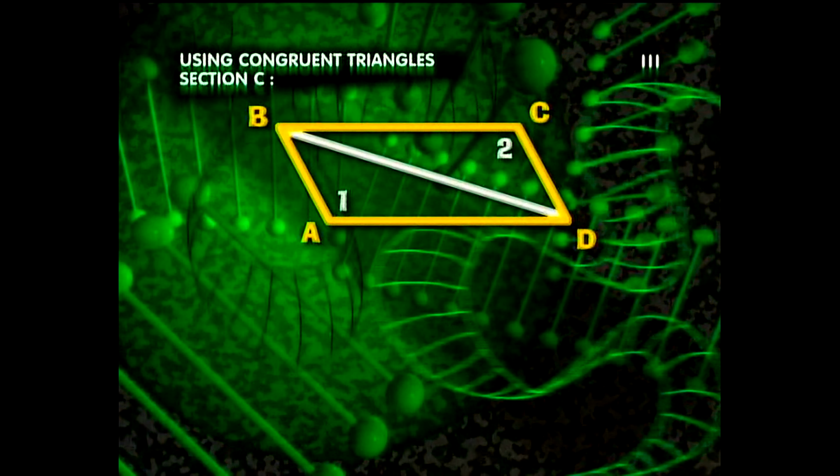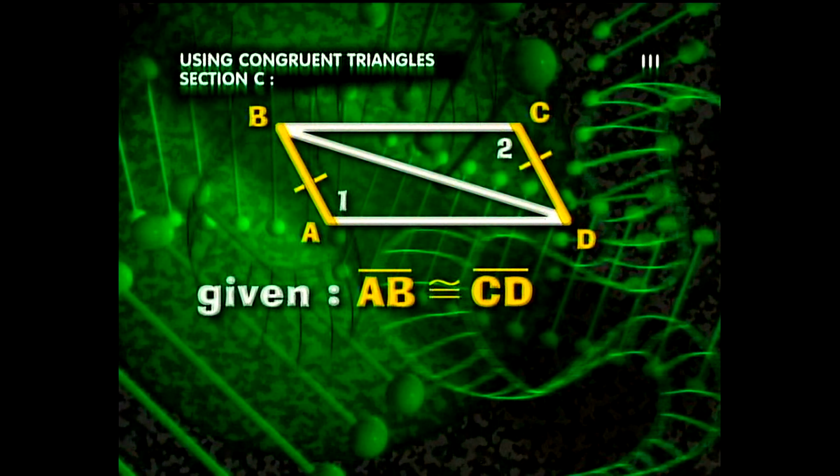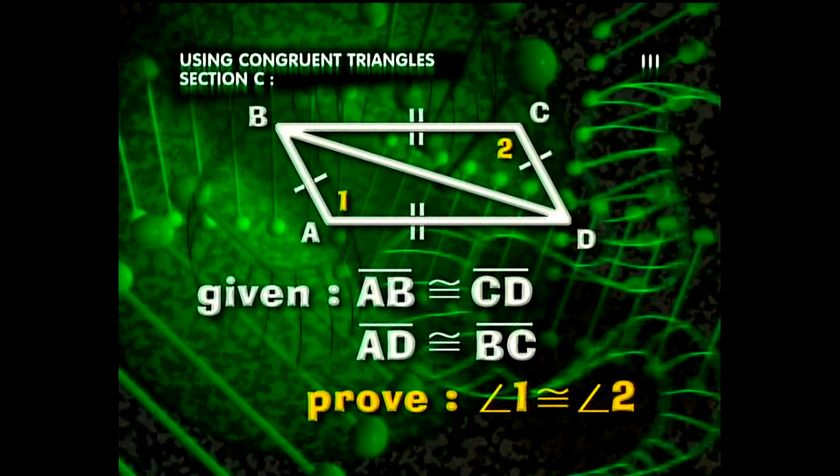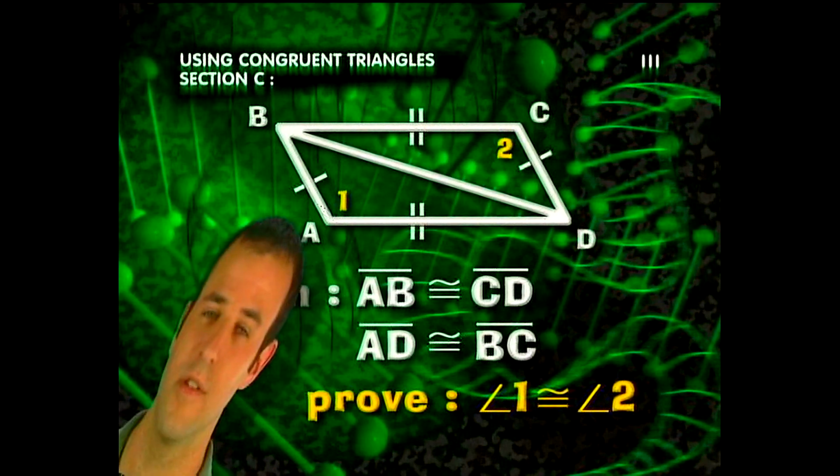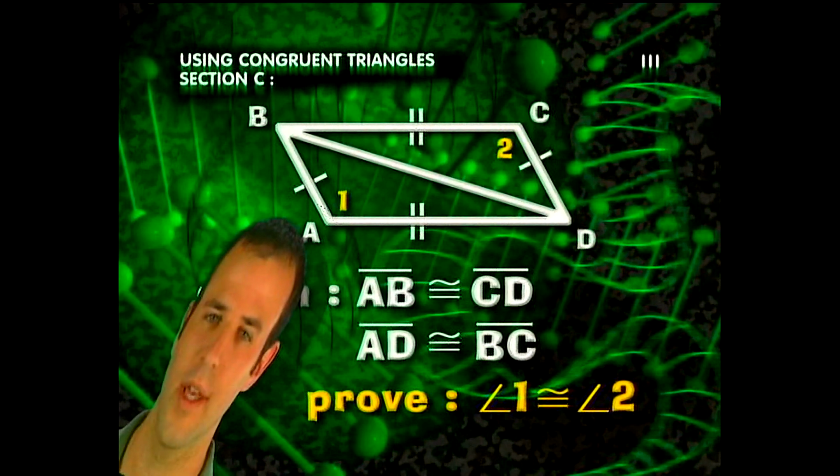Here we have parallelogram ABCD, which is cut by segment BD, making two triangles, BAD and DCB. We're given that segment AB is congruent to segment CD, and segment AD is congruent to segment BC. And we want to prove that angles 1 and 2 are congruent. Do you see how we'll do this? We'll prove the triangles are congruent to one another. Then we'll use CP-CTC to prove that corresponding angles 1 and 2 are congruent.